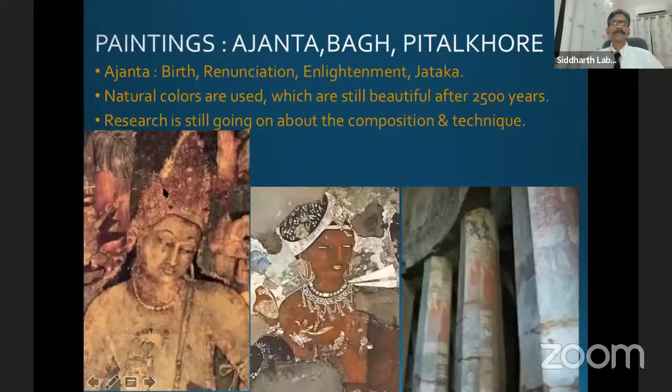Okay, then come the paintings. There are so many painting aspects in Buddhist architecture. If you go to Ajanta, you will find them. This is Pitalkhora Leni. Then Bagh Leni; the middle picture is the Bagh Leni. What we find in the paintings are basically the birth, renunciation, enlightenment, and Jataka stories, painted with natural colors, which are still beautiful after 2,500 years. Research is still going on into what the composition of those colors must be and how they were painted.